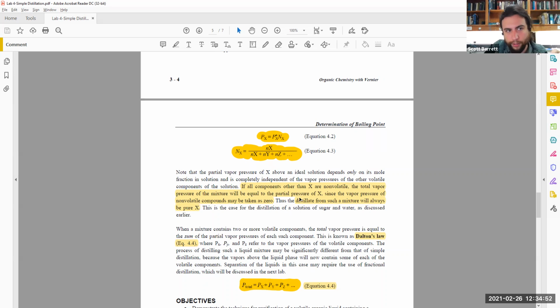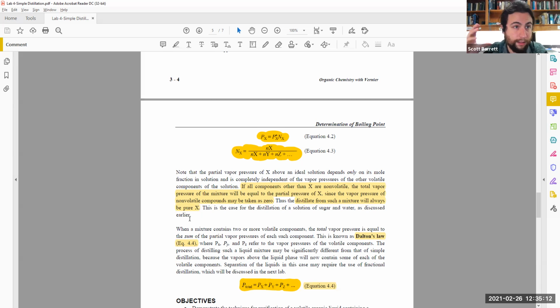They are non-volatile. So we would understand that they don't need to be taken into understanding with regards to creating this equation because they're irrelevant. They're not going to boil. They have nothing to do with the pressure here. Thus, the distillate from such a mixture will always be pure X.